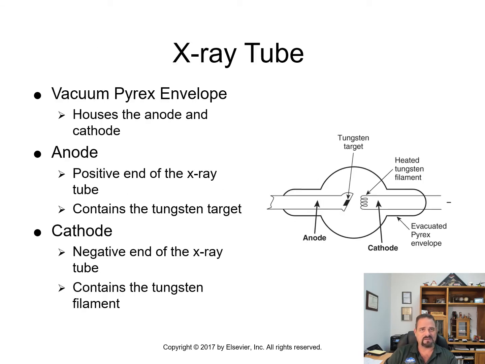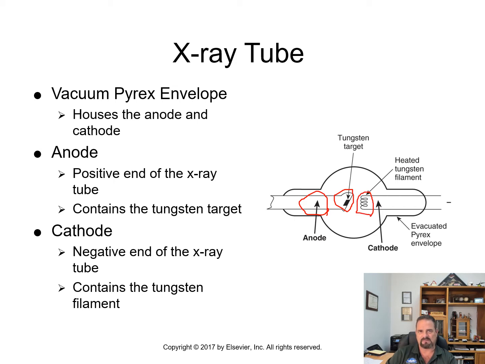All right, folks, here is the X-ray tube. The X-ray tube is a vacuum Pyrex envelope which houses the anode and the cathode. The anode, positive; cathode, negative. The anode is the positive end of the X-ray tube and contains the tungsten target. Here is your anode right here. This is the anode side, and it contains the tungsten target. This is the guy here, all right? The cathode is the negative end of the X-ray tube and contains the tungsten filament. That's this right here. There's your filament. So that's your cathode.